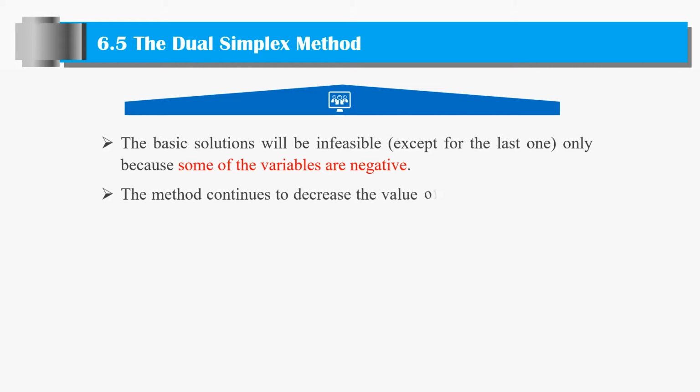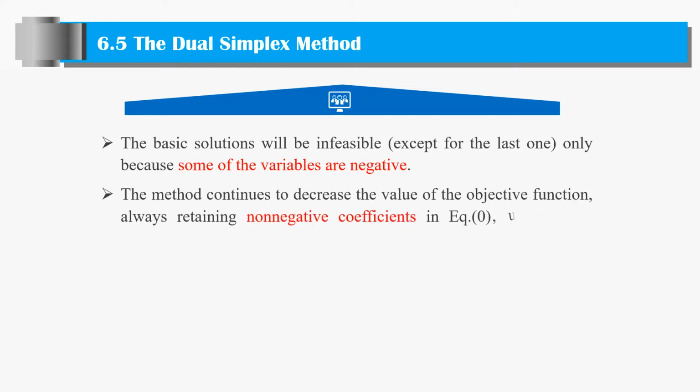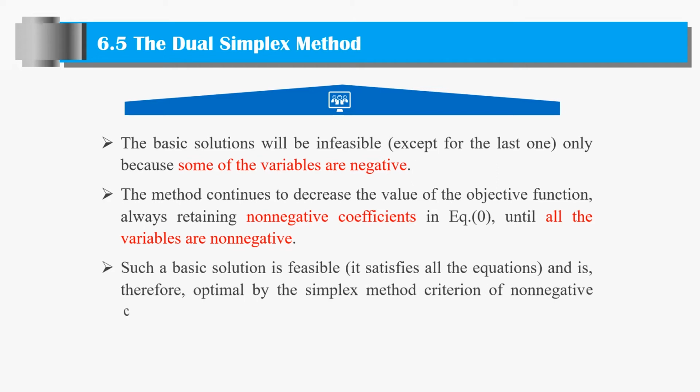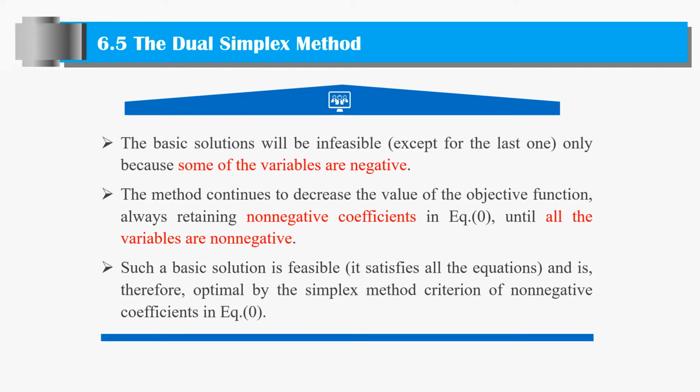The method continues to decrease the value of the objective function, always retaining non-negative coefficients in equation 0, until all the variables are non-negative. Such a basic solution is feasible because it satisfies all the equations, and is therefore optimal by the simplex method criterion of non-negative coefficients in equation 0.